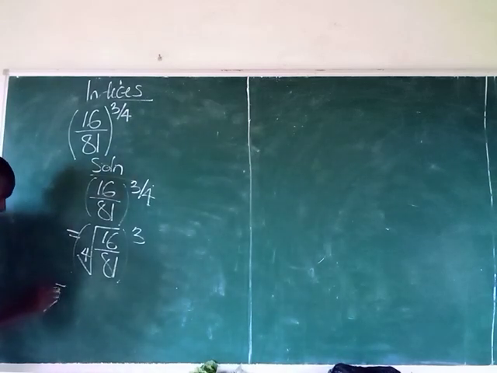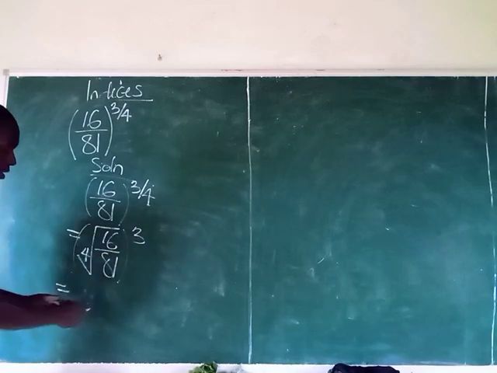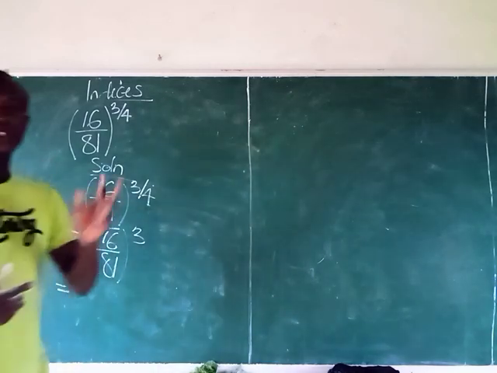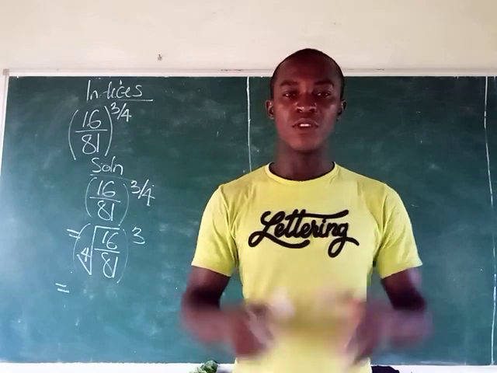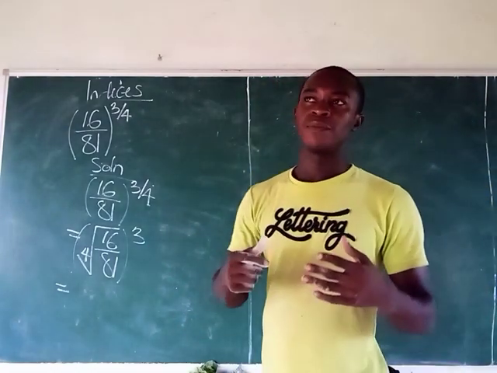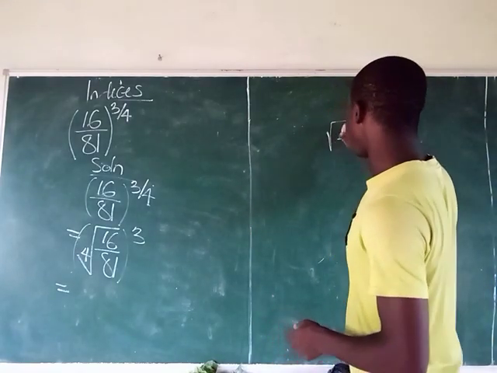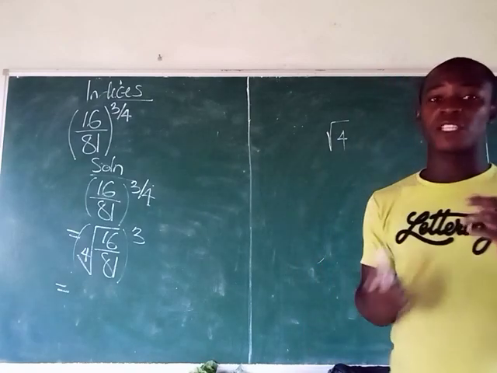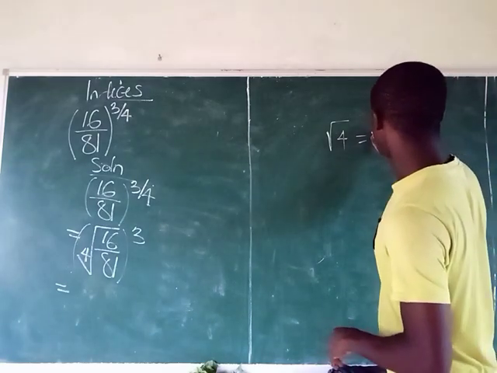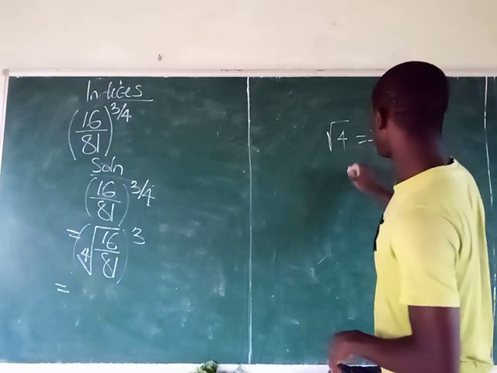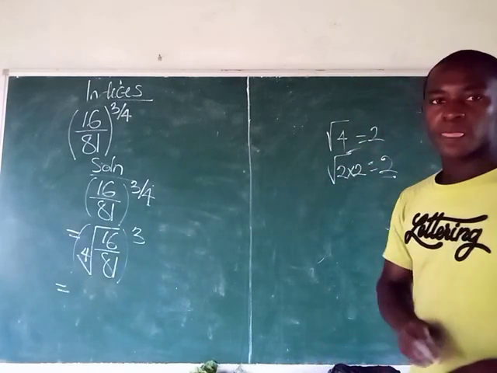So this is now equal to the fourth root of everything here. Now, remember, we have square roots, cube roots, and fourth roots. We have fifth root, sixth root, and so on. When we say square root of 4, that means a number that will multiply itself 2 times to give us 4. That is the square root, and that will give us 2.